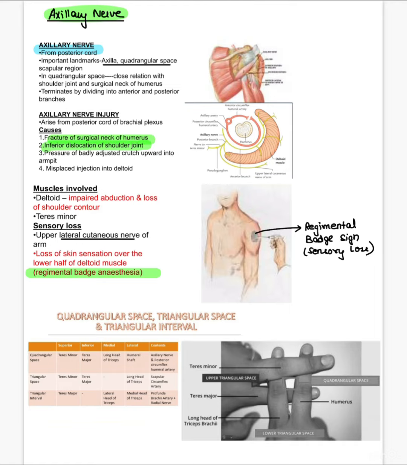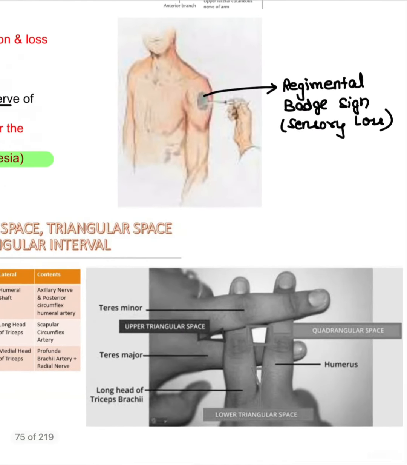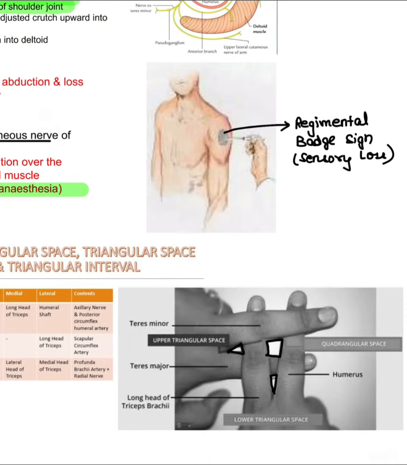The axillary nerve arises from the posterior cord. The mnemonic, if you remember, was ALUR: A for axillary nerve and R for radial nerve. Now, after coming out, there is a space, which is made with two fingers. It's very easy, try to make it like this with your fingers. The space that you see is the quadrangular space, this is the upper triangular space, and this is the lower triangular space. This is very important.